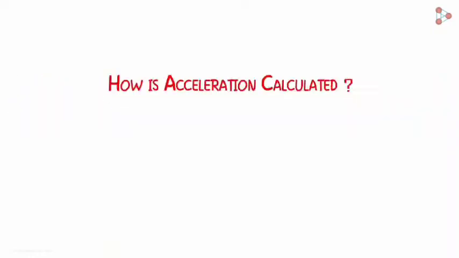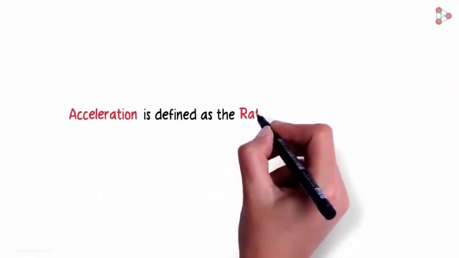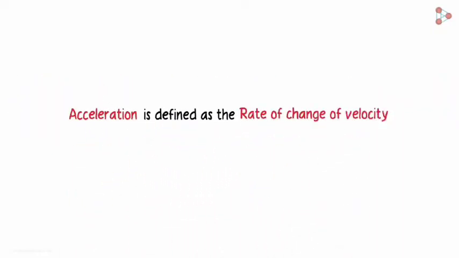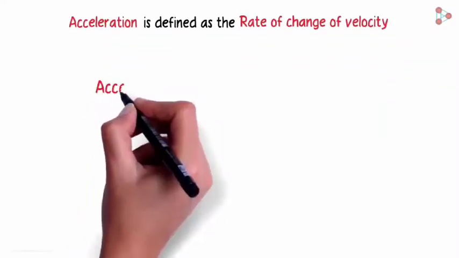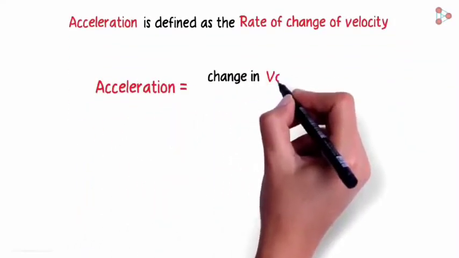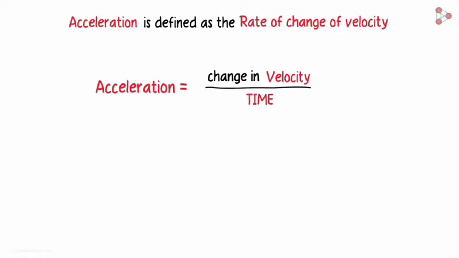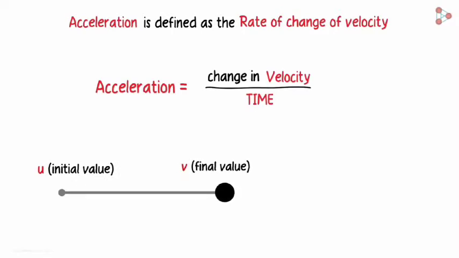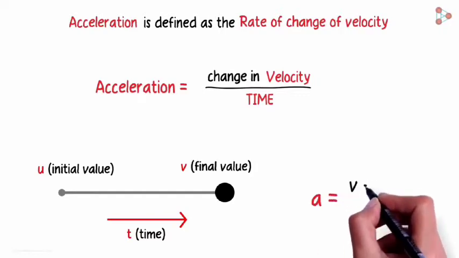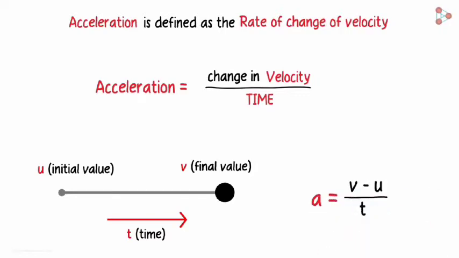But how is acceleration calculated? Acceleration is defined as the rate of change of velocity. In terms of a formula, acceleration can be written as change in velocity over the time taken. If the velocity of an object changes from an initial value of u to the final value of v in time t, then the acceleration a can be written as (v minus u) over t.